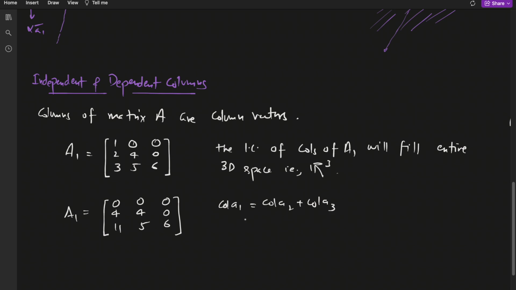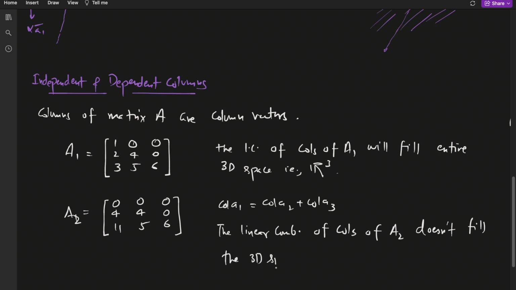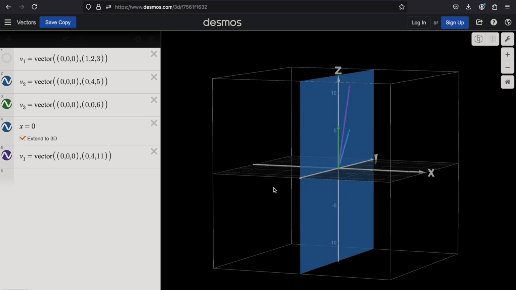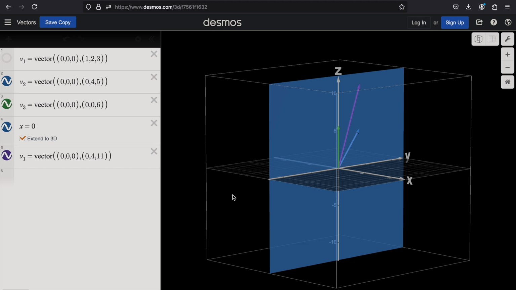So we can simply say that their combination doesn't fill the 3D space. The linear combination of columns of A2 doesn't fill the 3D space. It just remains in the plane, because the first vector is nothing but a linear combination of the remaining two vectors. So it remains in the same plane.